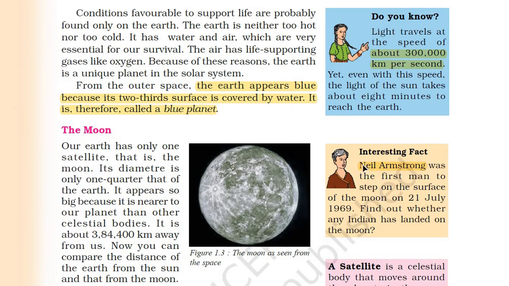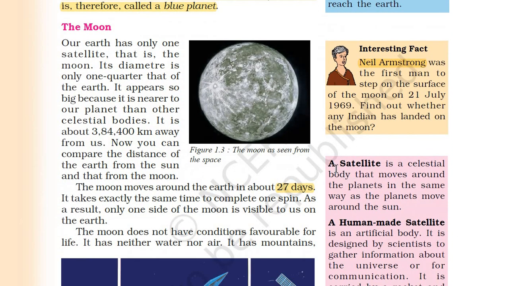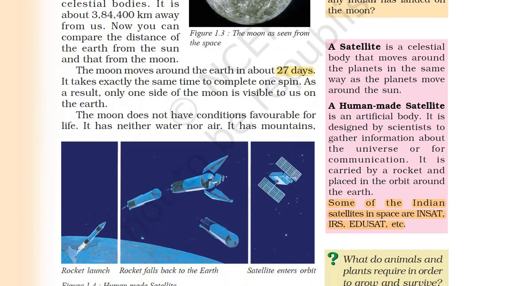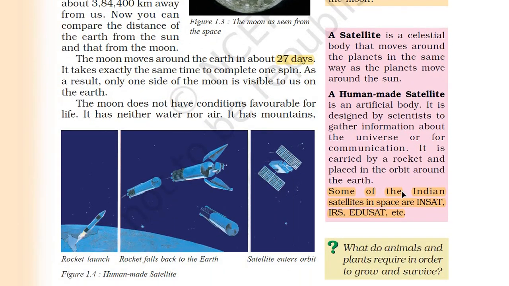The next box is about Neil Armstrong. You can go through this. Then we'll be going very quickly. Blue planet, we all know the earth appears blue because 2/3 of its surface is covered by water, right? Here we have some information about human-made satellites. This question has been asked many times in the examinations. Name some Indian satellites: INSAT, IRS, EduSat. You may overlook this, that is given in a box, but this is a very important question, right? The moon takes some 27 days.